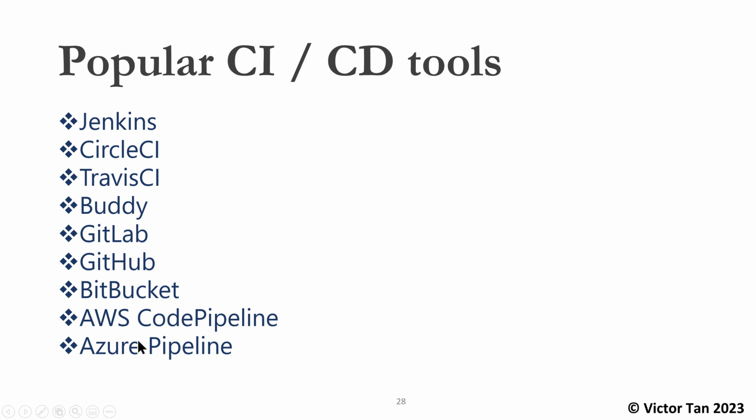And then of course the cloud providers also have their own CI/CD tools. They are built into the cloud service itself. So AWS has one and Microsoft Azure also has one, and that also can play with Jenkins as well. Alright, so that's a quick overview of CI/CD.